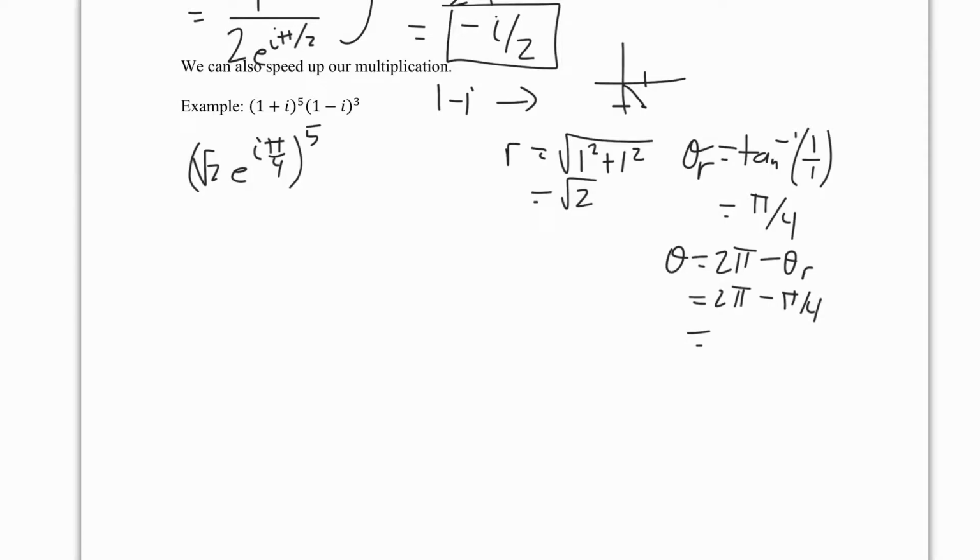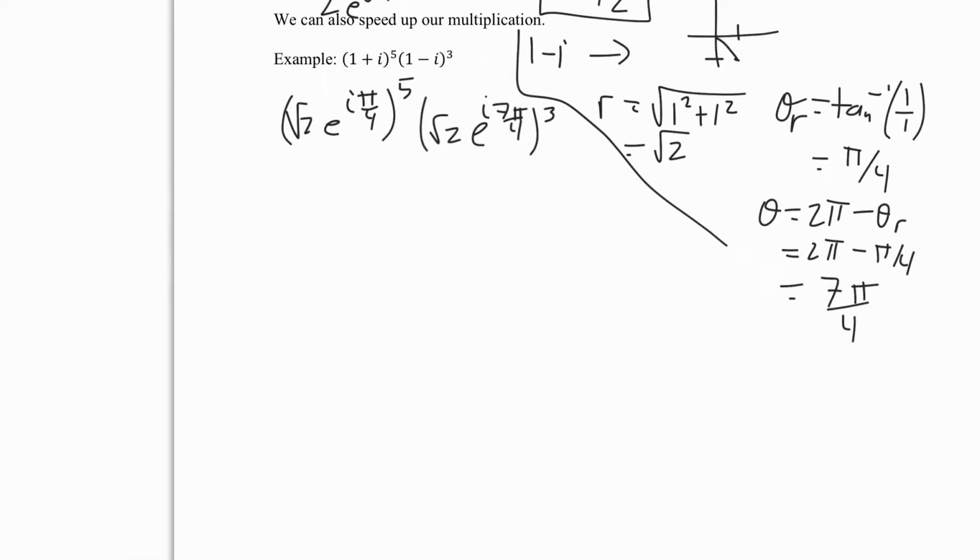The angle here we could write as 7 pi by 4. So that means our 1 plus i is going to be equal to, well, we'd have our r and our theta. So let's just keep this off to the side. This would be root 2 e to the i 7 pi over 4, to the power of 3.